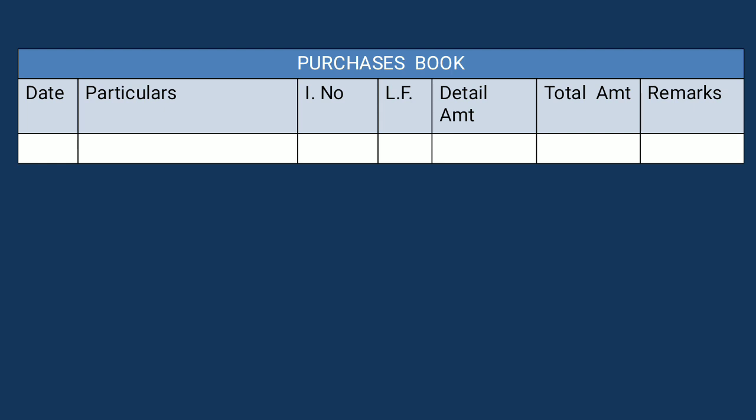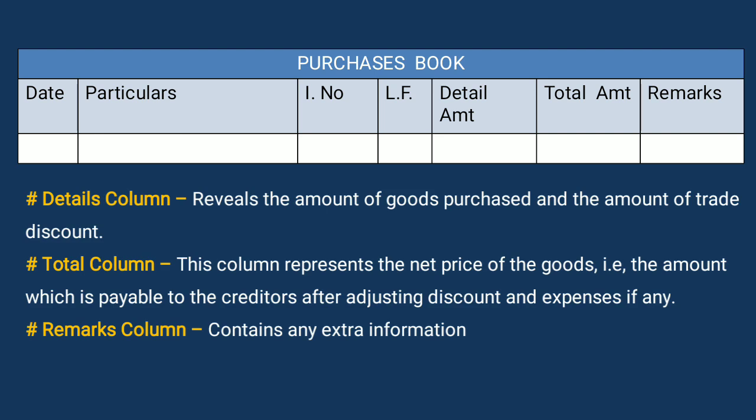And last we have the remark column. In the remark column we give some extra information if required. Most probably we never use the remark column. So that was something about the purchase book. Hopefully it will help you to understand the format and all. After this we have one question that we are going to discuss.